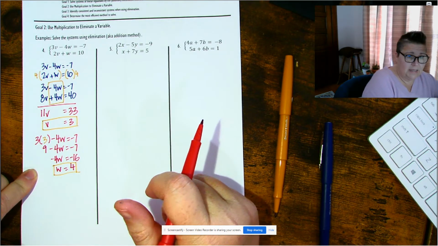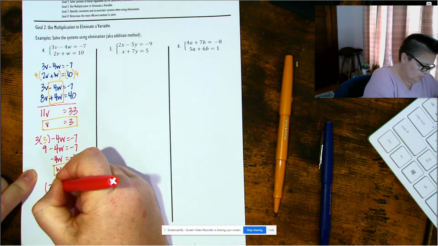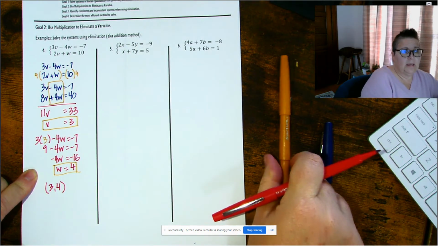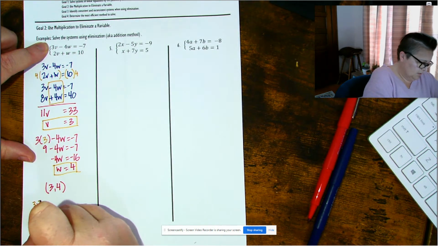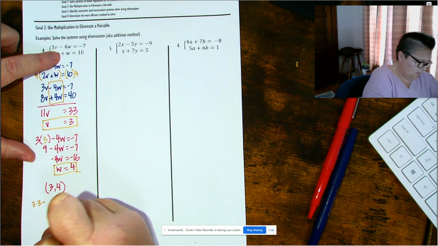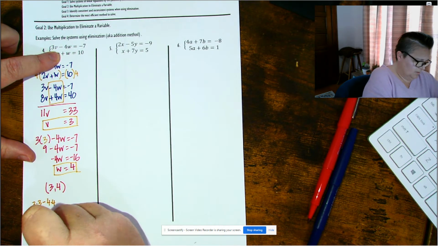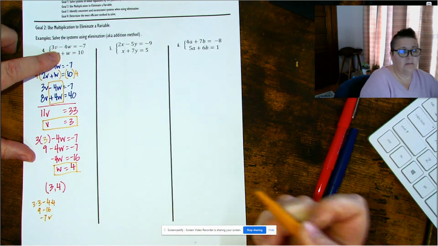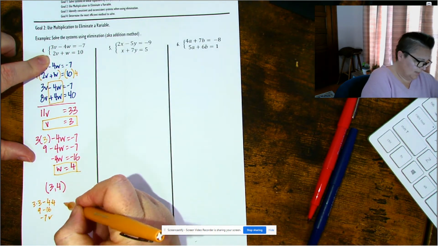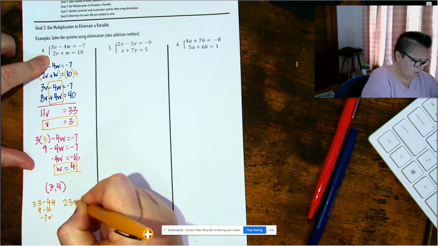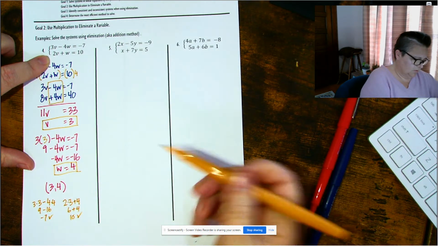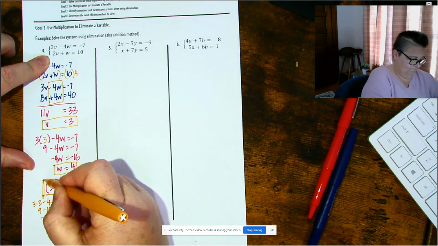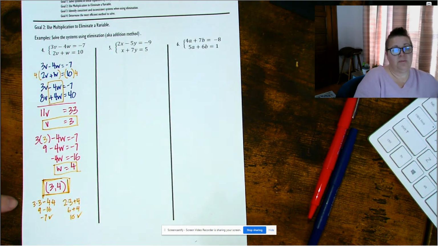This means I believe I have a solution of 3, 4. And to check it, I'm going to put 3 in for v. So 3 times 3 minus, and w in for 4, 4 times 4. That's 9 minus 16, which is negative 7. That one checks. And in the second equation, I'm going to have 2 times 3 plus 4. That's 6 plus 4. That's 10. And that one also checks. There we go. I got it. I know 3, 4 is a solution to this system of equations.